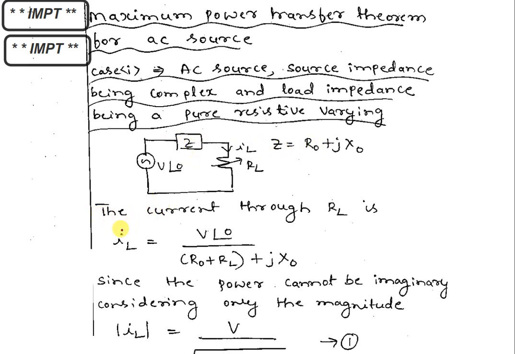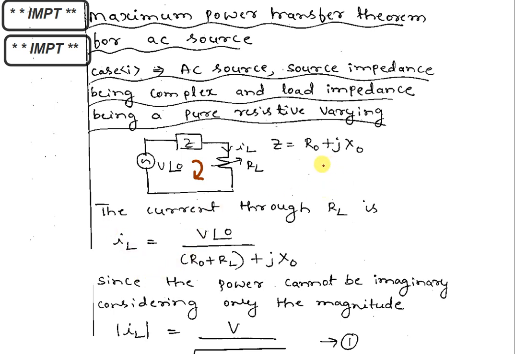Let us take the proof now. Write here the load current IL. The current through RL is given by this AC voltage V at an angle 0 divided by the total impedance, where Z is R naught plus jX naught. So you have to write the total as R naught plus jX naught plus this RL.